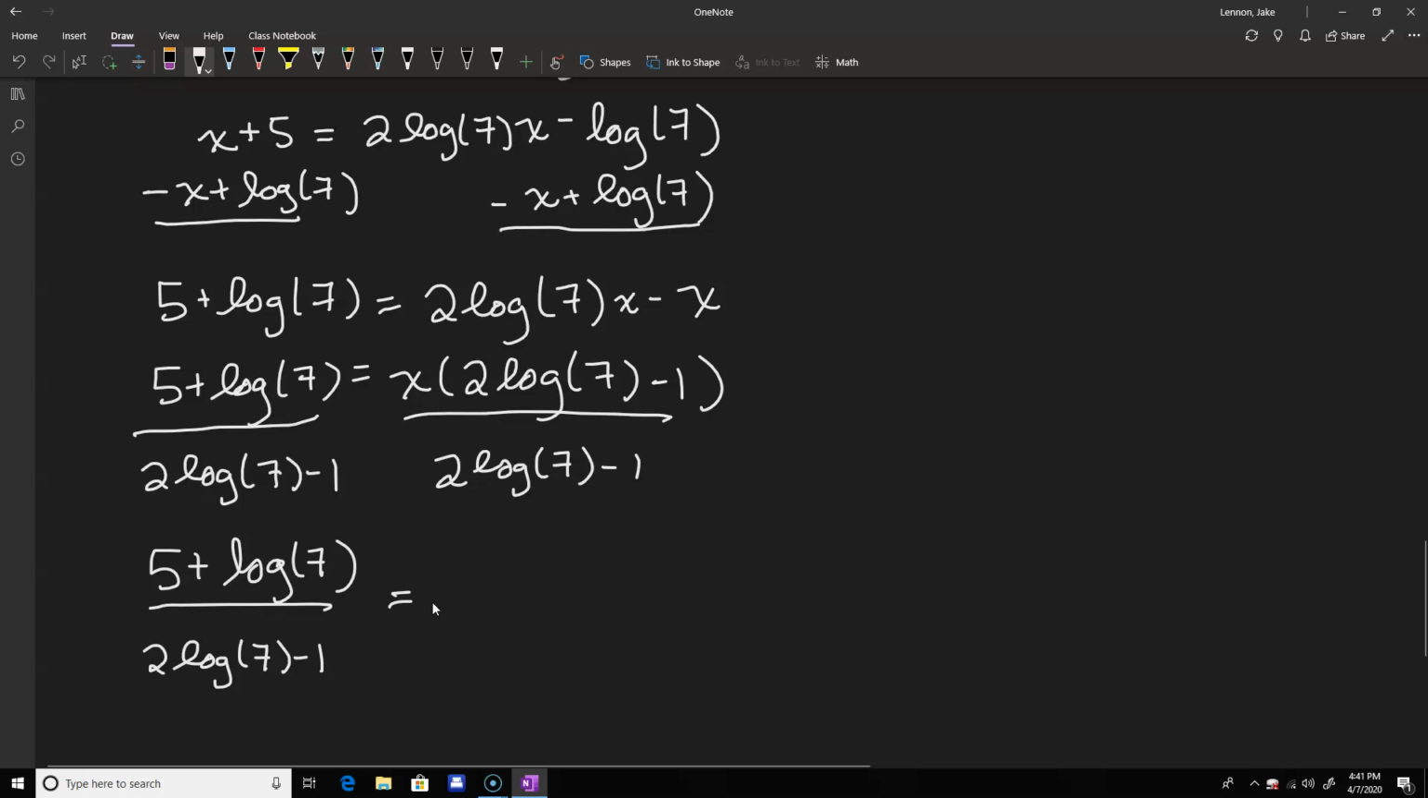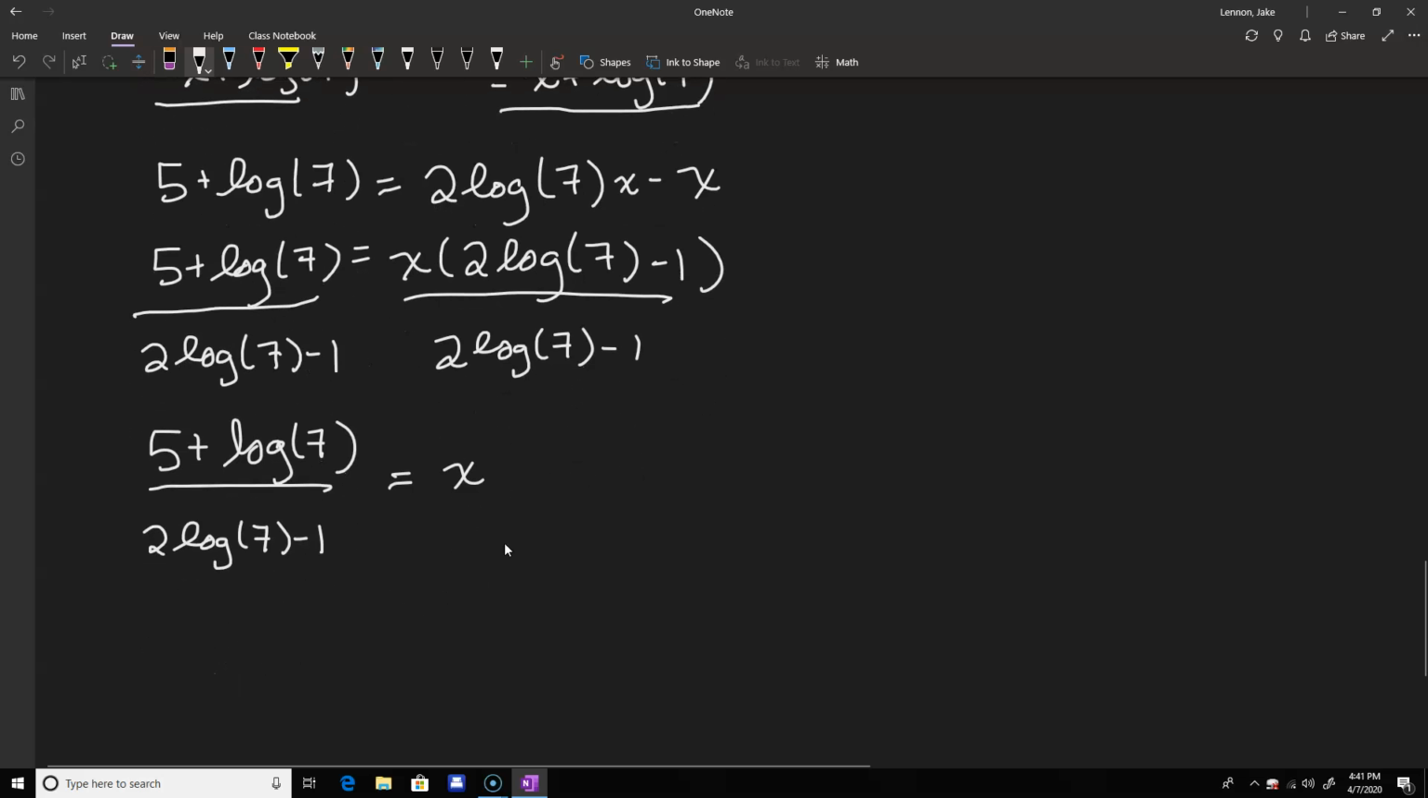So that's the value for x. Or excuse me, that's the exact value for x, so we can get a decimal approximation by plugging all of that into the calculator, and that comes out to about 8.47.